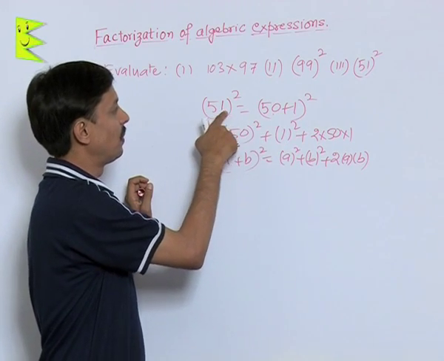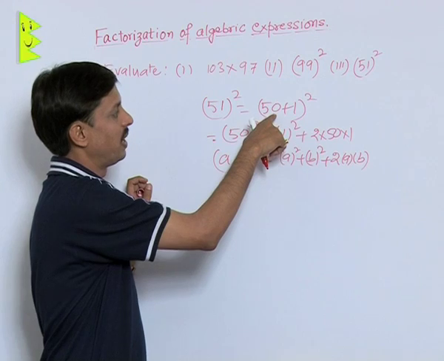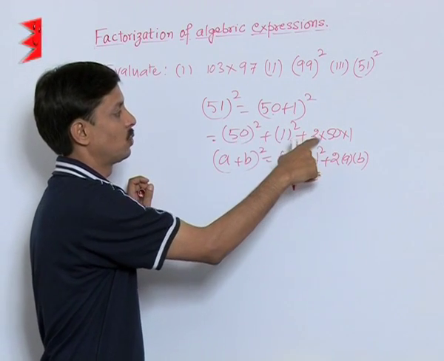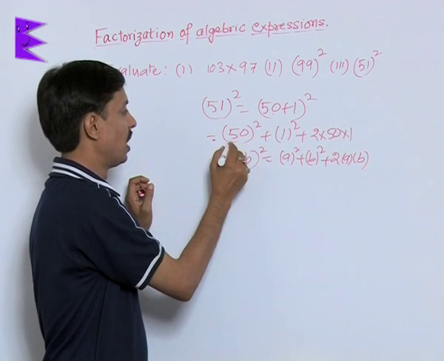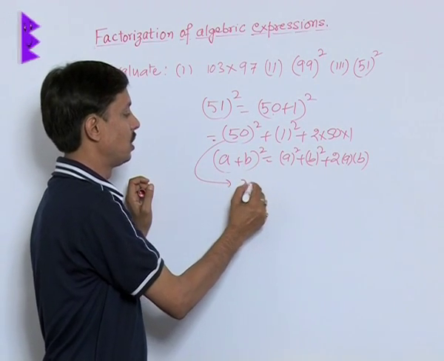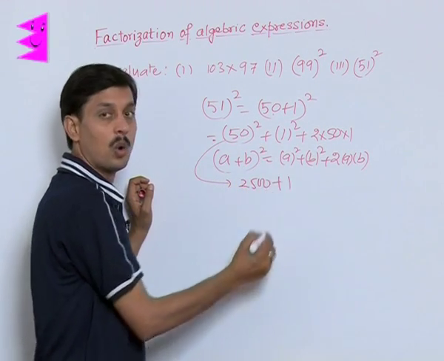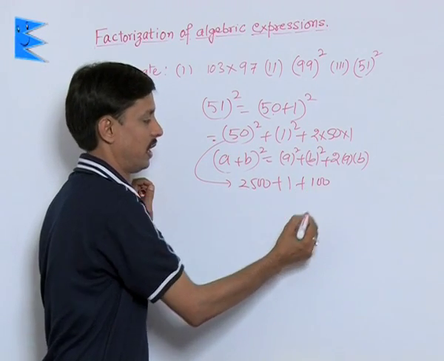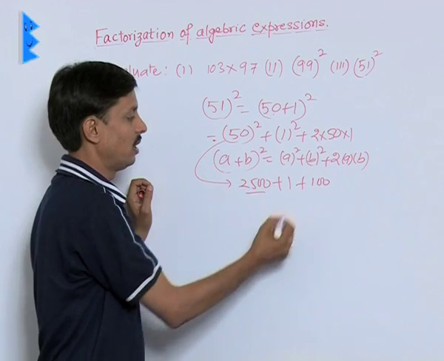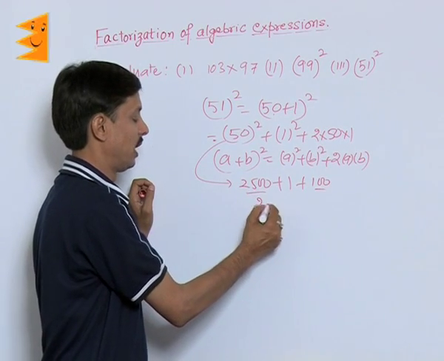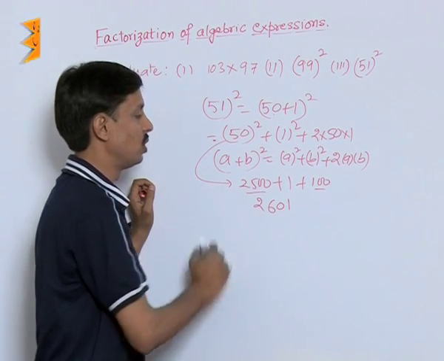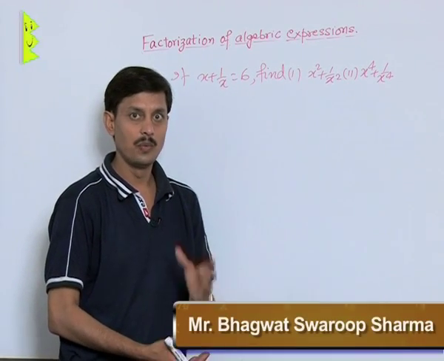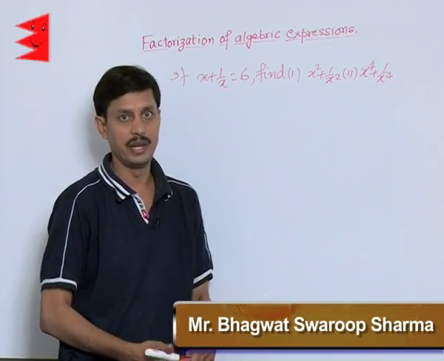So that's why 51 whole square is expanded as 50 plus 1 whole square, written as 50 square plus 1 square plus 2 into 50 into 1. Whole square of 50 is 2500, whole square of 1 is 1, and 2 into 50 into 1 is what? 100. So 2500 plus 100, 2600. So this becomes 2601. Now I am taking an example where we will use the identities.